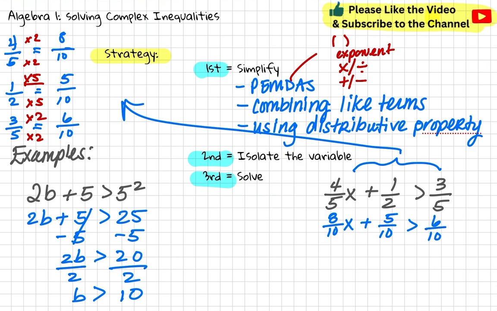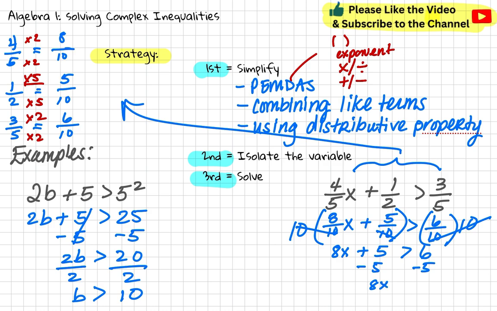Now, I'm definitely going to have to simplify it some more because this looks complicated. So what I'm going to do is multiply everything by 10 on both sides. Well, I'm doing it on one side, I'm going to do it on the other because that will get rid of all of my denominators. So that's out, that's out, that's out. And then now I have 8x plus 5 is greater than 6. Now I can subtract this 5 from both sides, and then I have 8x is greater than 1.